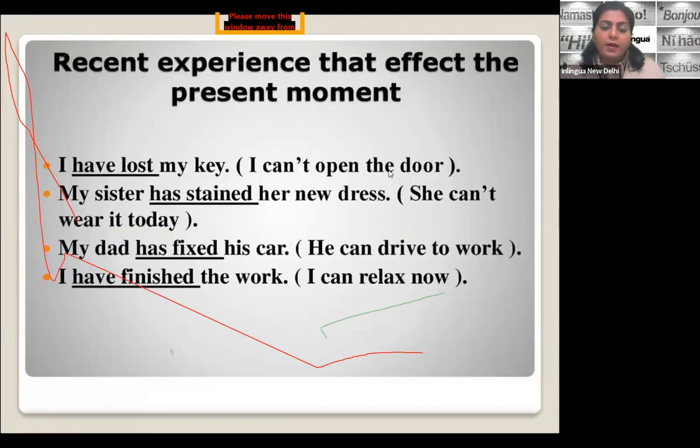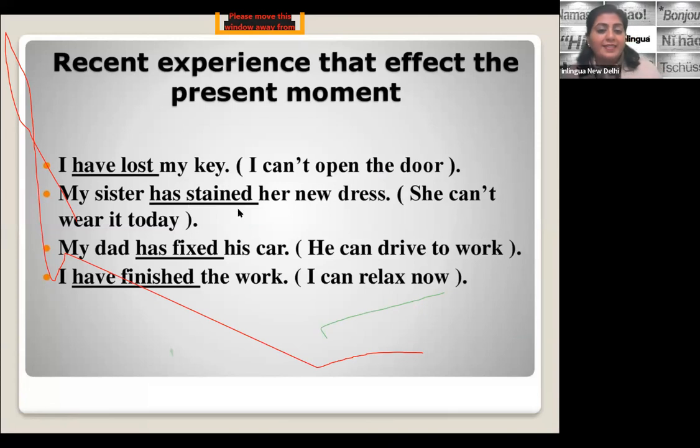Now let's look at another kind of recent experience where we use present perfect. This is a recent experience that affects the present moment, meaning I have lost my key. So if, for example, you lost your key just now and you're telling us that I have lost my key, it affects your recent moment or the current moment. Means you can't open the door now. That means an action that happened in the past or in the recent past, like 2 minutes ago, is affecting your present. So I have lost my key. I can't open my door.